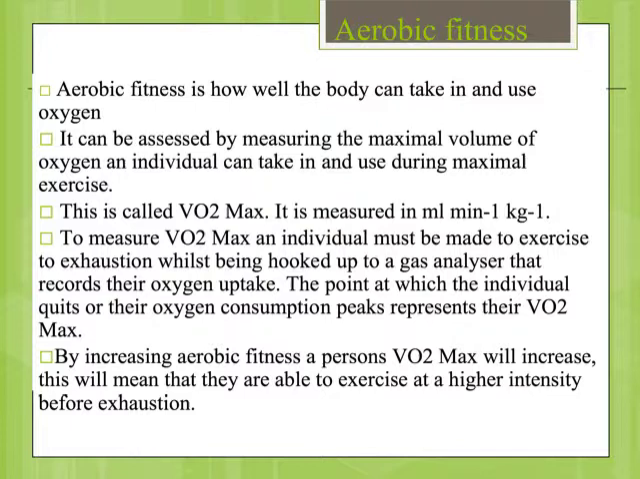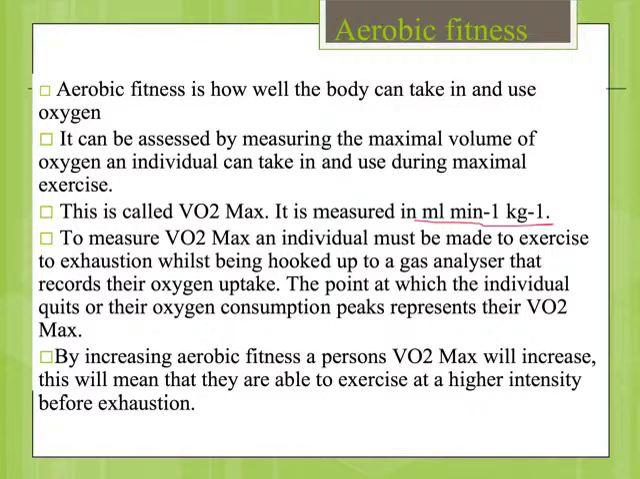So you can see that it's measured in millilitres per minute per kilogram. So per kilogram of body weight, that is, millilitres taken in per minute per kilogram of body weight. In order to measure it, you need to exercise to absolute exhaustion and be hooked up to a gas analyzer so it can record how much oxygen has been taken out of the air. Generally, the maximum level that they take out is when they fail to exercise anymore. So they'll be on a treadmill, they stop, and at that point that's usually their VO2 max.